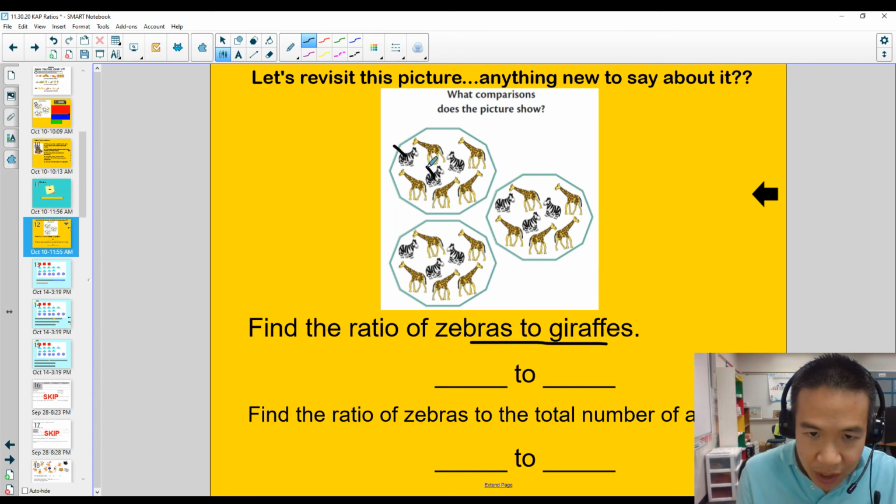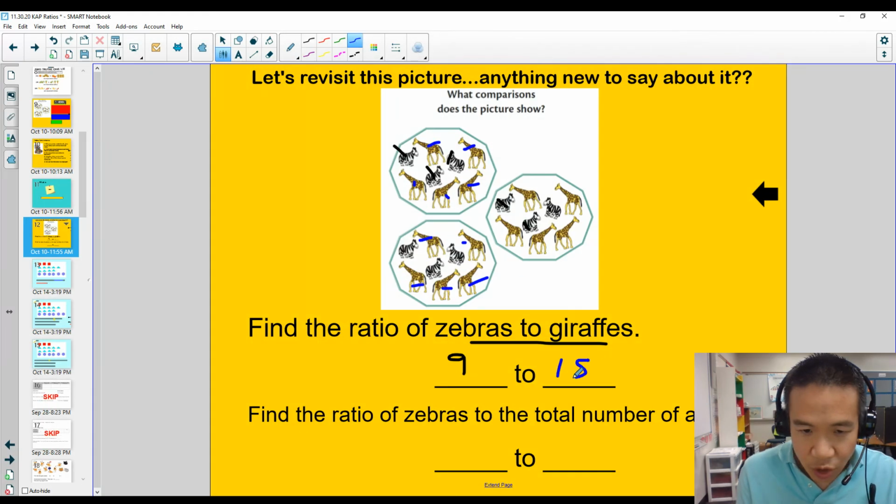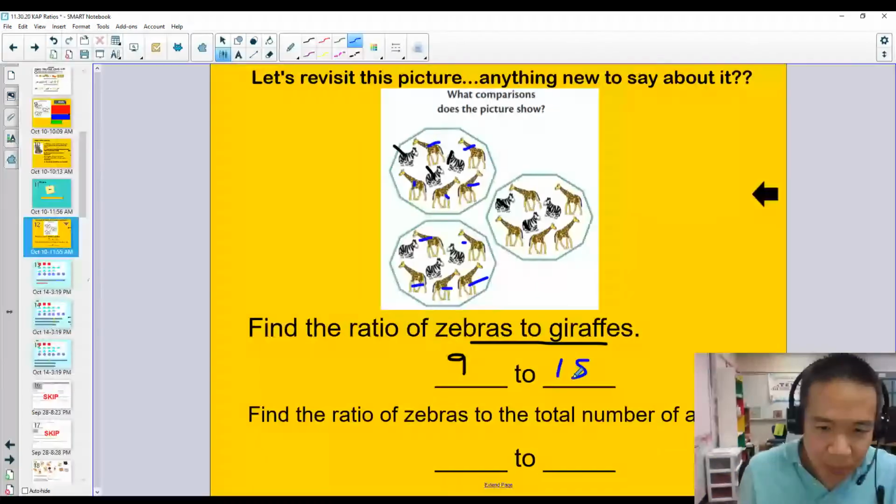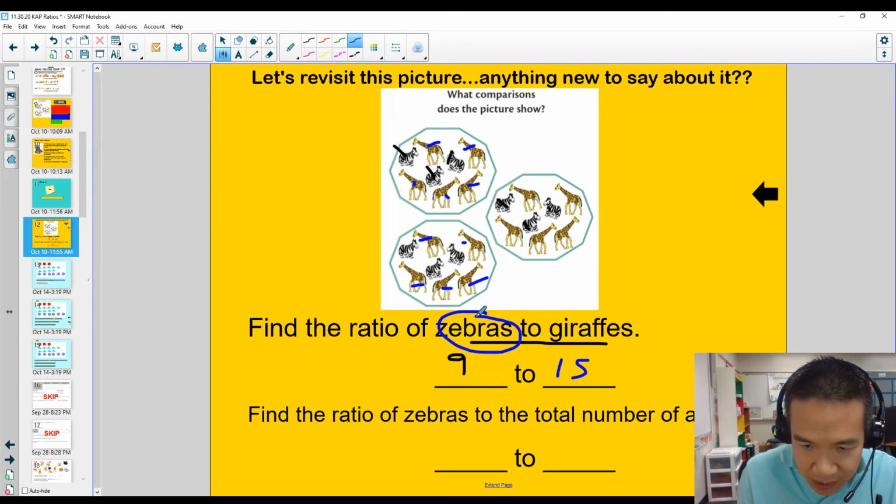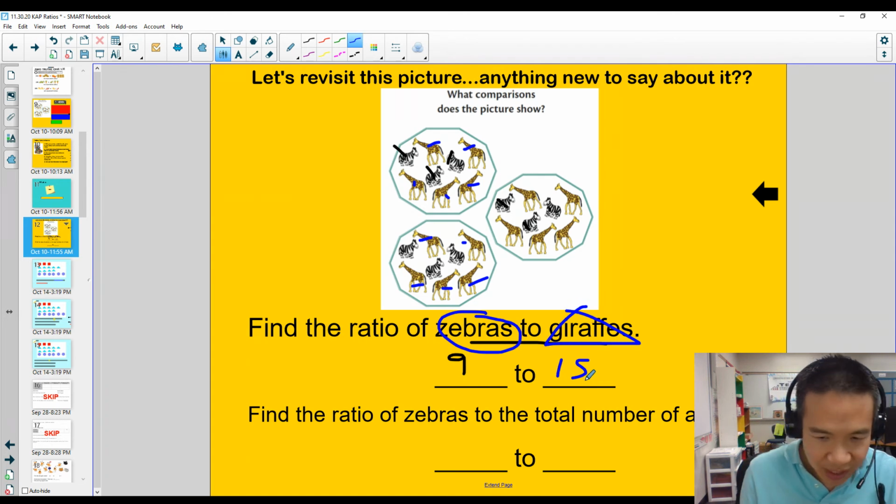Zebras. 1, 2, 3, 6, 9 zebras. To how many giraffes? 1, 2, 3, 4, 5, 10, 15. So the ratio, I'm comparing the zebras with the giraffes. So comparing two different quantities, 9 to 15.